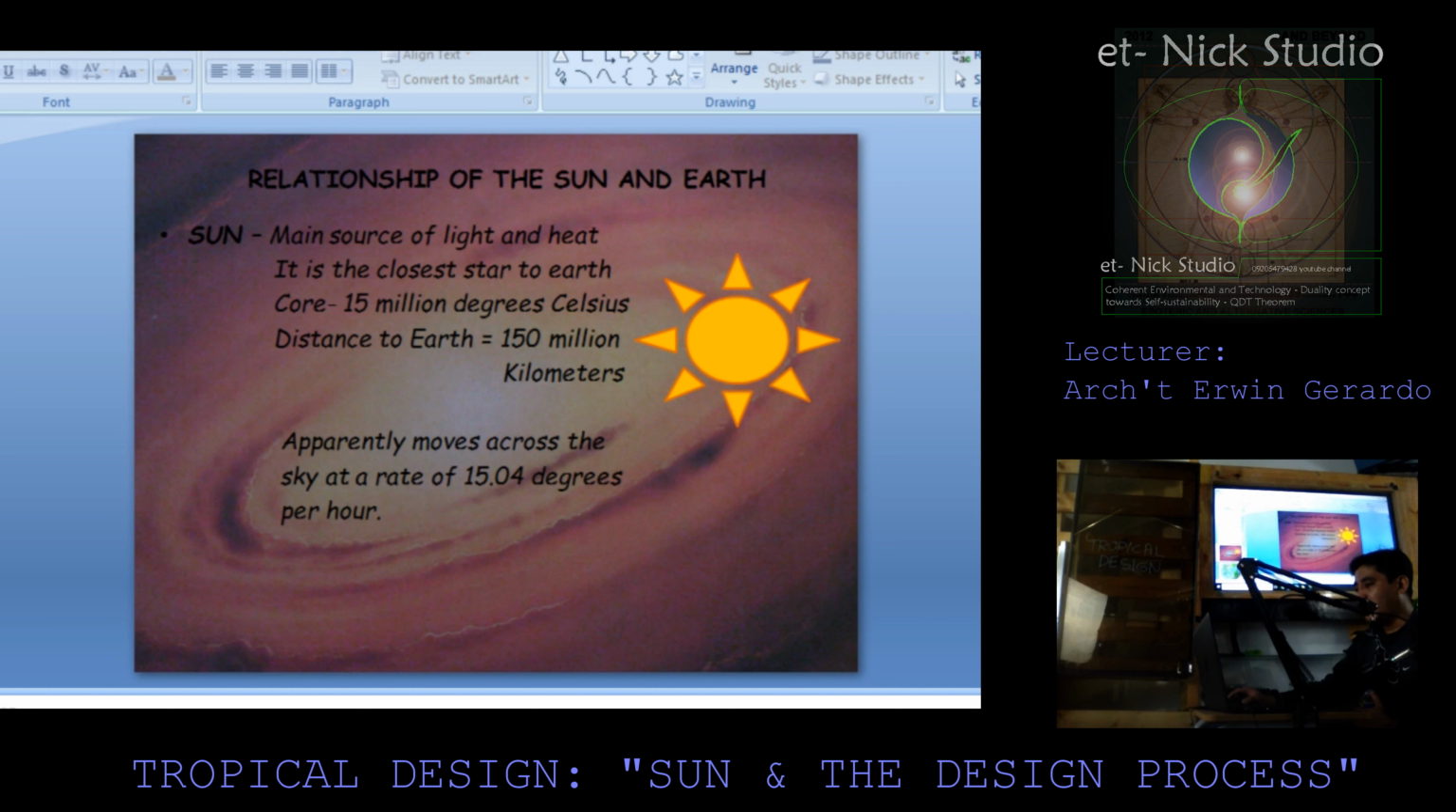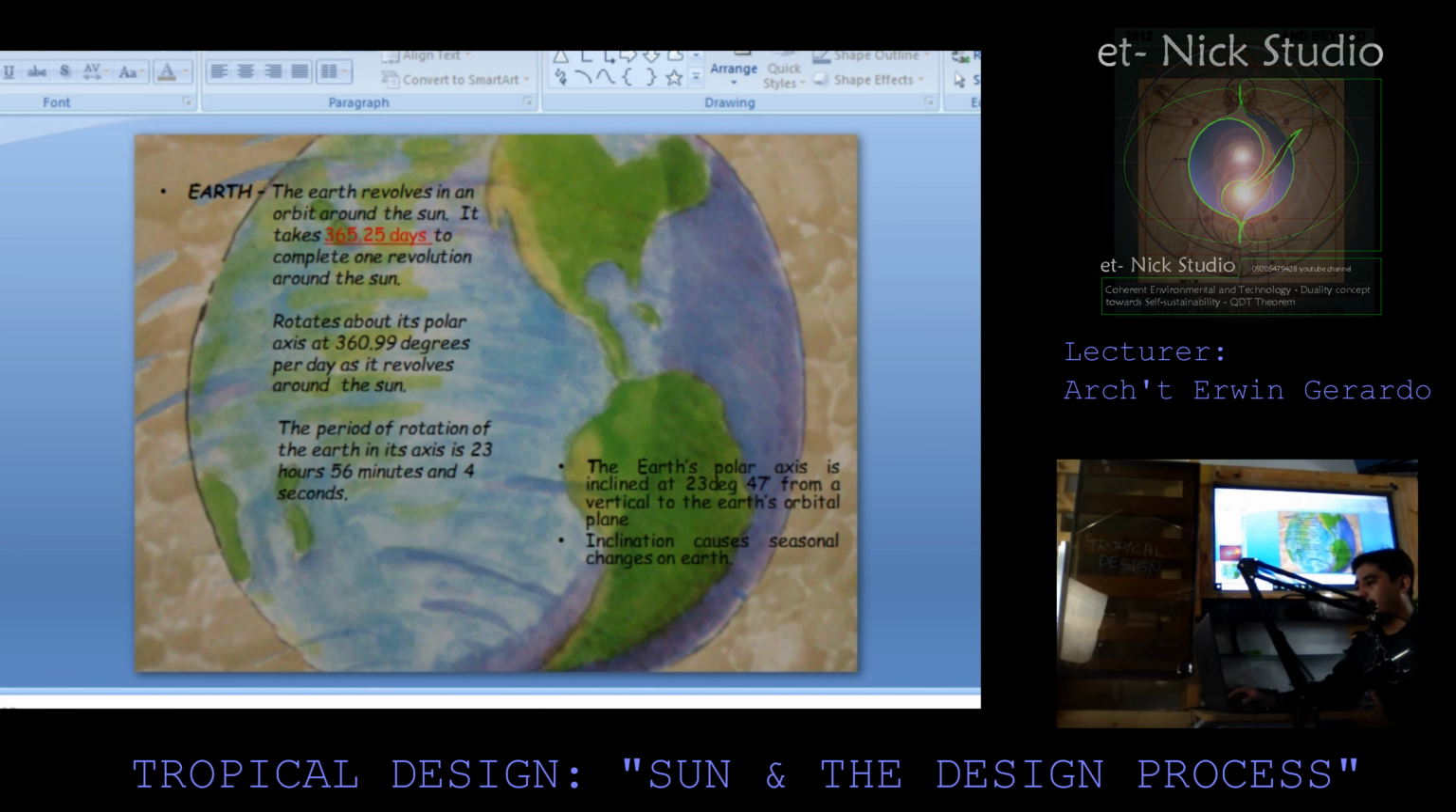Relationship of the sun and earth. Sun is the main source of light and heat. It is the closest star to earth. Core is 15 million degrees Celsius. Distance to Earth is equivalent to 150 million kilometers. Apparently moves across the sky at the rate of 15.04 degrees per hour.